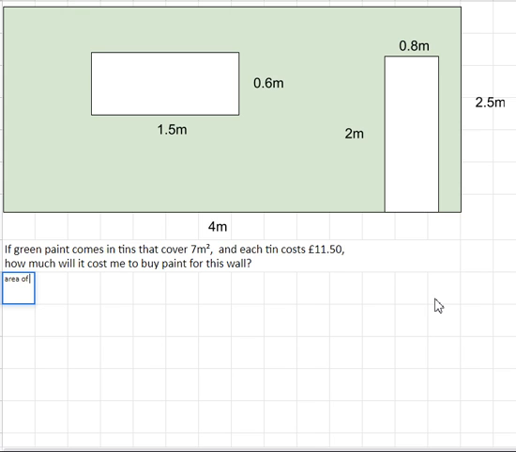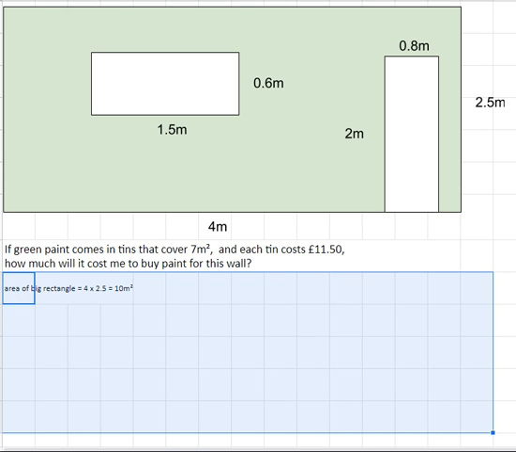What about the area of the whole massive big rectangle around the outside? Well, that is going to be 4 times 2.5 meters, which is going to be 10 meters squared. And of course, you're welcome to use a calculator to work this stuff out if you want to. That's absolutely fine. So 4 times 2.5 gives me the area of the big one.